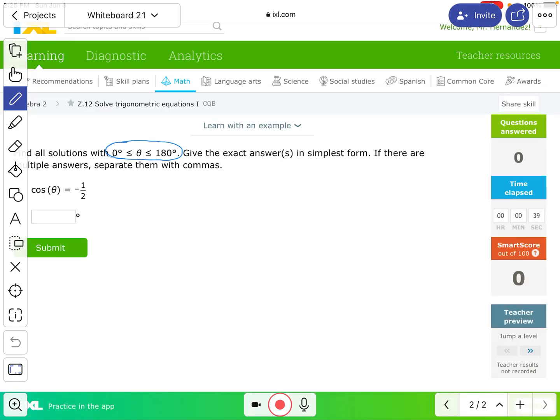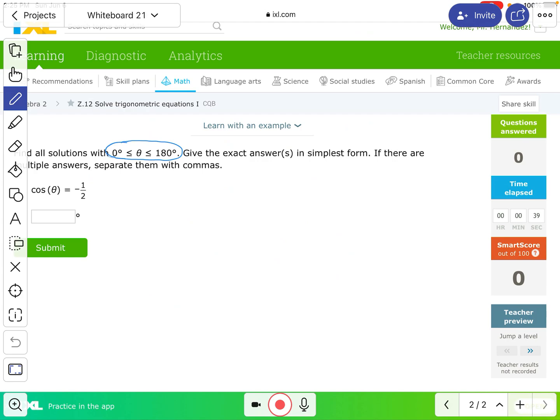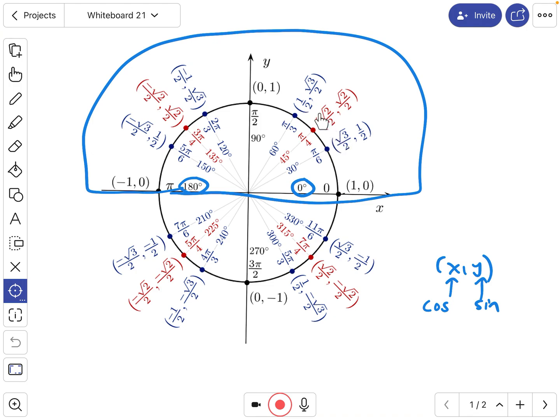And then the other part is the cosine has to be negative 1 over 2. Now remember, when you're looking at these x and y values, the x value is going to be the cosine and the y value is going to be the sine. So really we're just looking for where the x value is negative 1 over 2. So over here these x values are positive, these x values are negative, so there's the negative 1 over 2. So this is the one we're looking for.